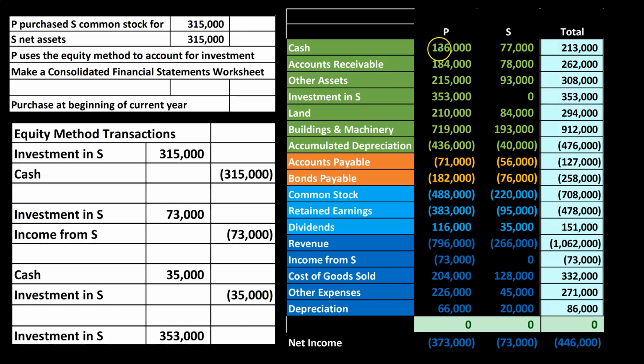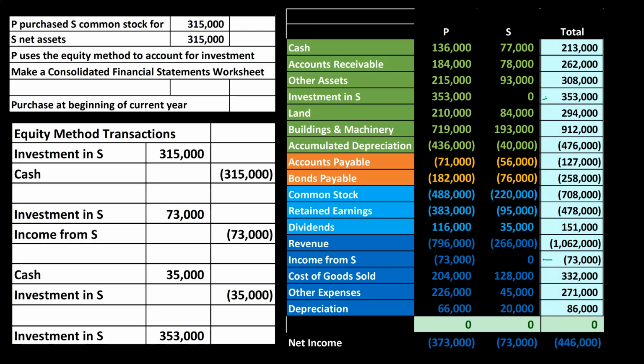So here it is. P's books, there's S's books, here's our total. All we did was sum up the two columns, the 136 plus the 77, 213. The 184,000 plus the 78,000, 262,000. The 215 plus the 93, 308. So now we have a trial balance that's in a consolidated format. However, we have some accounts, like we say, this account is a problem here. And we see that this account down here is a problem. So we're going to have to do consolidation or elimination entries.